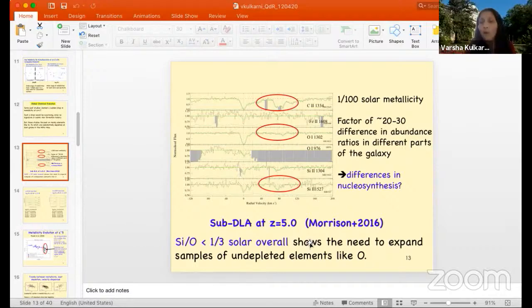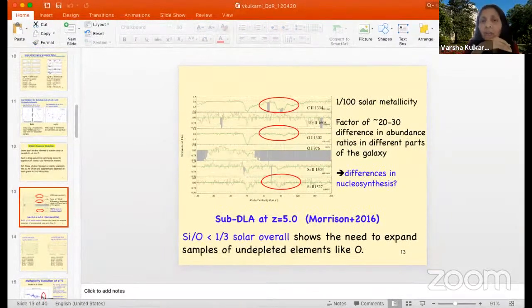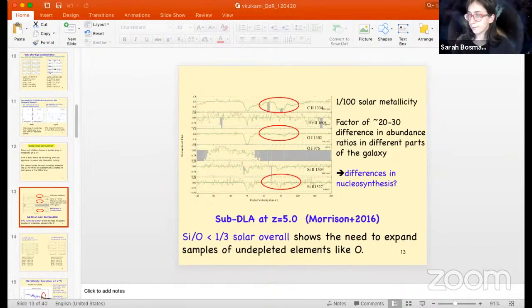Can the lack of O1 be an ionization effect? Yes, we did look into this and we did correct for ionization based on the measurements that we have. And even after correcting for ionization, we found that there is this difference between silicon and oxygen.